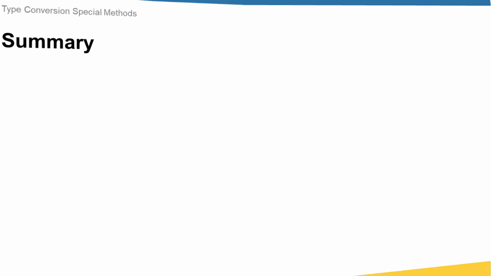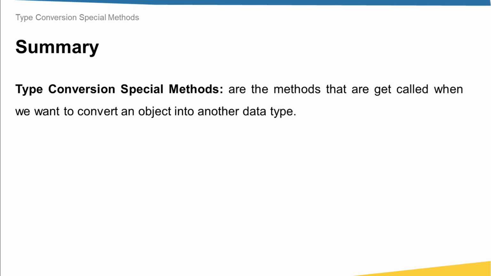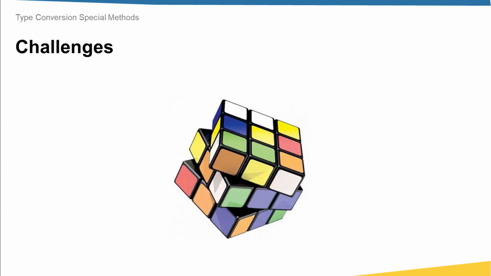And that's all. Now let's recap what we have learned so far. In this lecture, we mainly talked about type conversion special methods, and we have seen that these methods get called when we want to convert an object from our class into another data type. And as we have seen, there is one dunder method for each available data type in Python. Now please refer to the challenges available in the lecture resources in order to practice what you have learned.